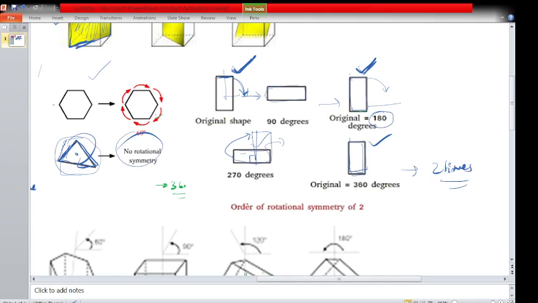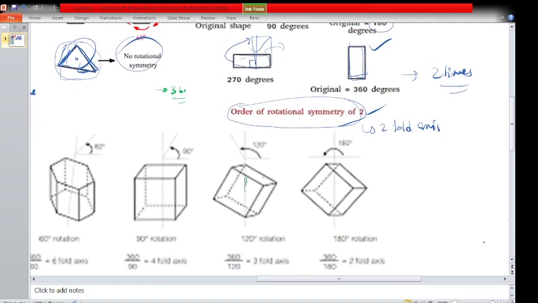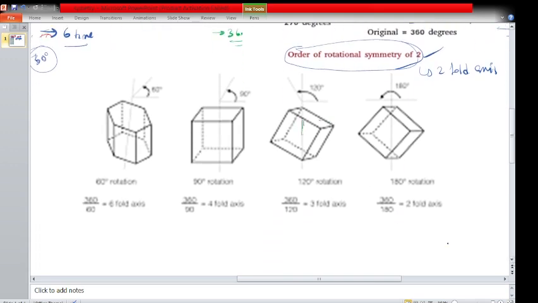So this has an order of rotational symmetry of 2. Order of rotational symmetry is 2 here, because you are getting the same or original shape 2 times within a complete rotation from 0 to 360 degrees. And if you consider the axis of rotation, then we call this a twofold axis, which means that within one complete rotation you will be getting the same original shape 2 times. And we have different kinds of rotational symmetry, or different kinds of axes of rotation.